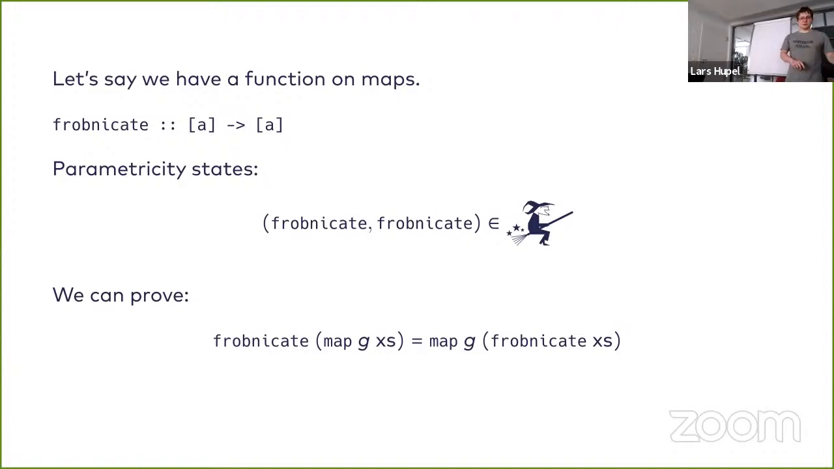So long story short, theorems for free, we can get them from the type signatures, but they only prove something interesting if there's actually any type variables going on. Otherwise, there's nothing interesting that you can follow from the function.